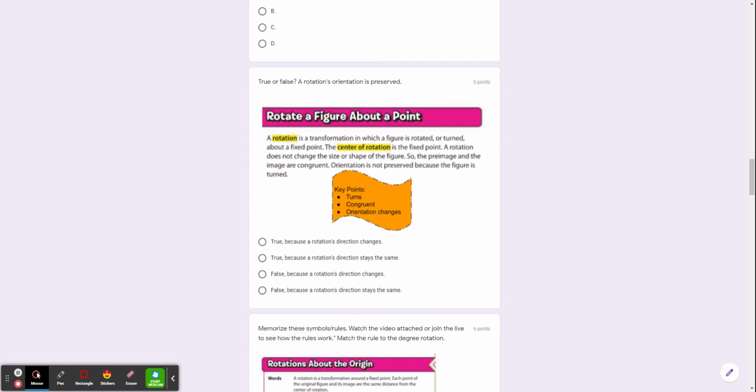So true or false? A rotation's orientation is preserved. False. The orientation changes. So this is false because the orientation changes. So if you look at your answer choices, we're not looking for true. Let's see, false because the direction changes. False because the direction stays the same. The orientation changes, that means the direction changed. So this is your true one, this is your false one.